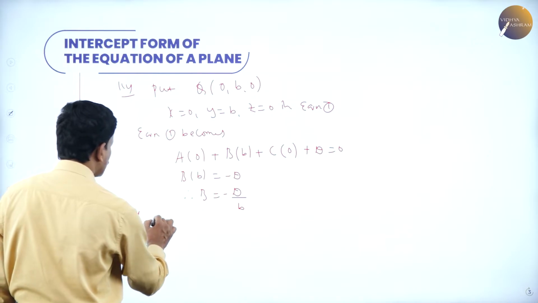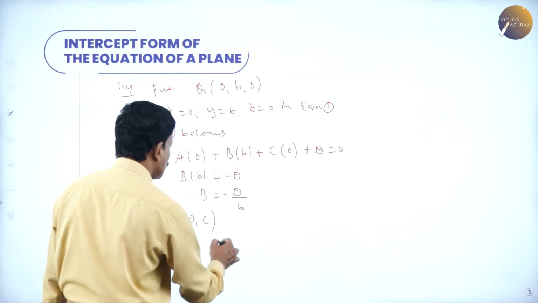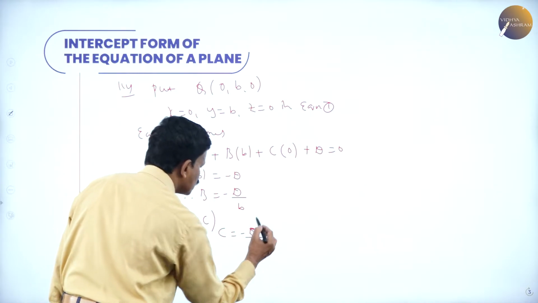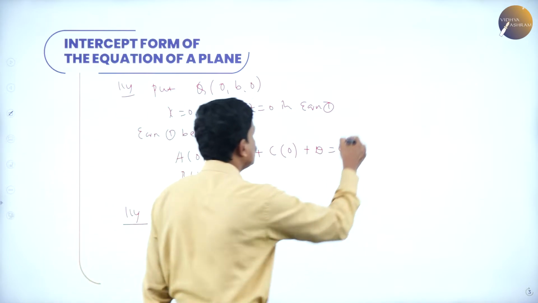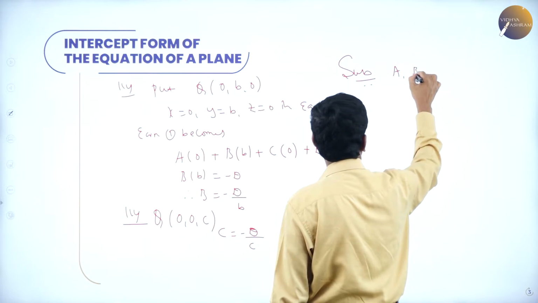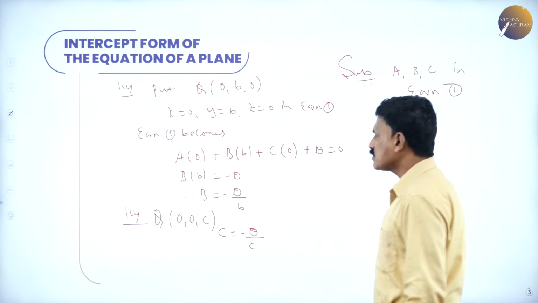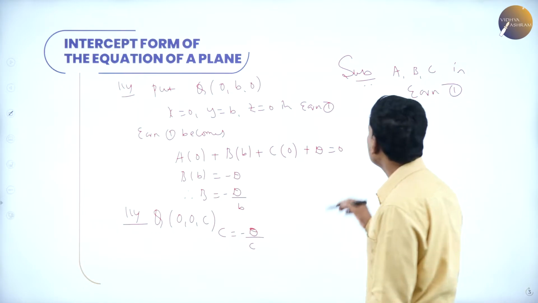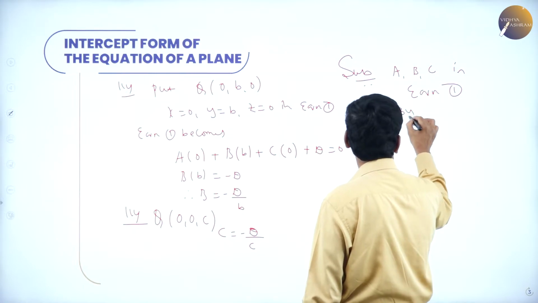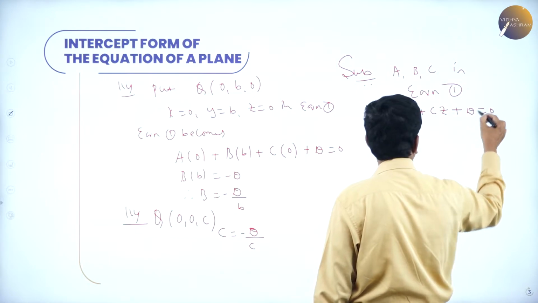Similarly, for the point Q, 0, 0, c, if we substitute and simplify, we will get capital C is equal to minus d divided by small c. Now, substituting capital A, capital B, capital C in equation number 1. What is equation number 1? Ax plus by plus cz plus d is equal to 0.